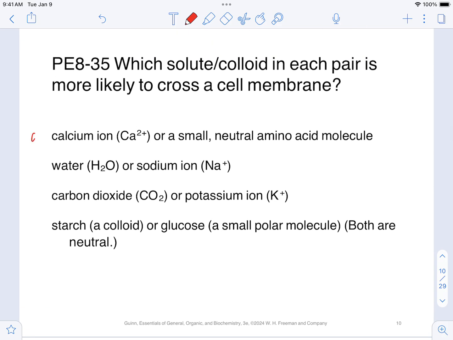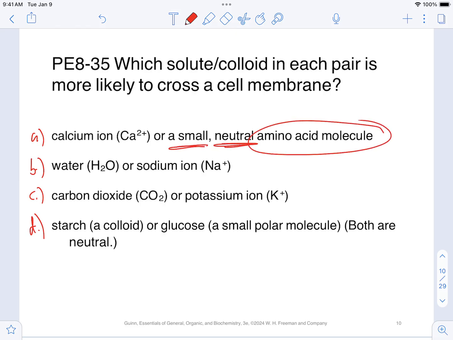Okay, here is some more here. So we have calcium ion or a small neutral amino acid molecule. Well, small and neutral are the big parts there. We have water or sodium. Water, again, it is neutral. Carbon dioxide or potassium ion. Neutral. It also happens to be nonpolar.